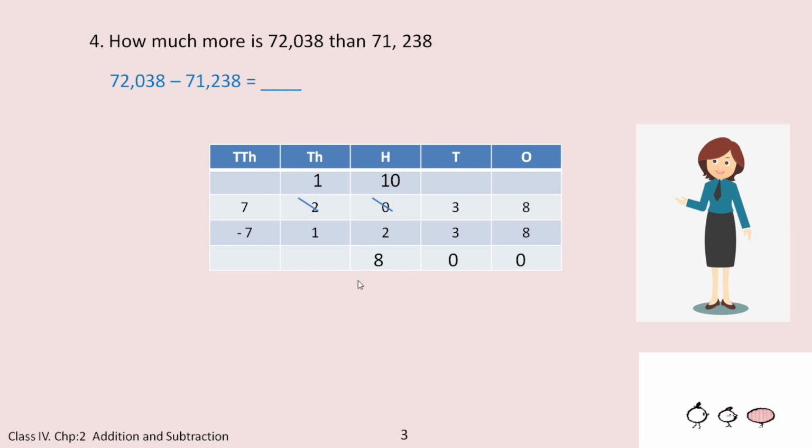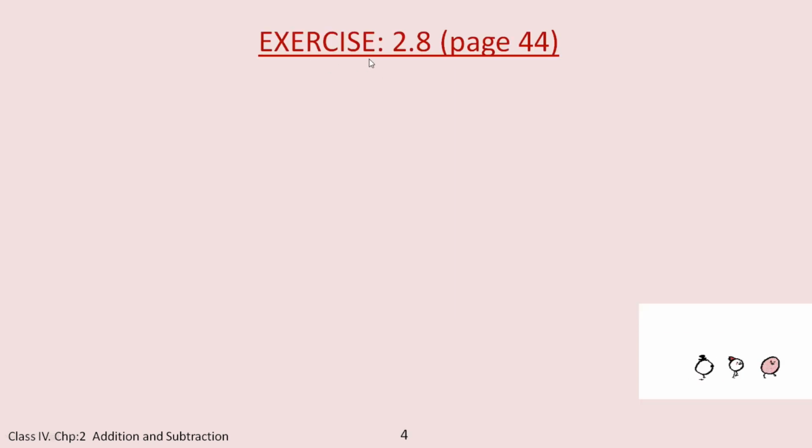Clear? Students, these are three sums wherein somewhere you have to find the difference. In one sum you have to find the subtrahend and in one sum you have to find the minuend. So this is a variety of collection. Clear? Moving on to exercise number 2.8 from page number 44. I hope you are turning your page and marking which sums I am solving.